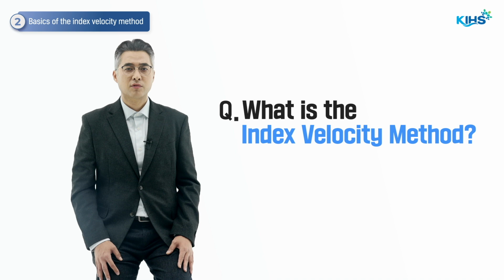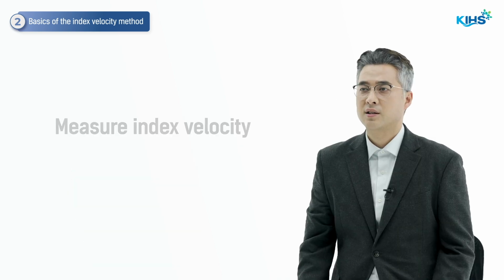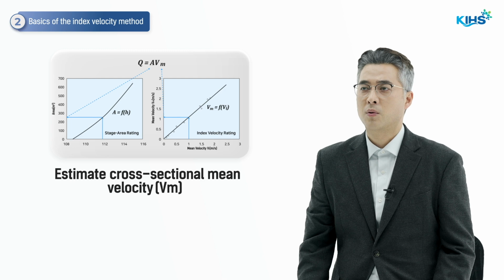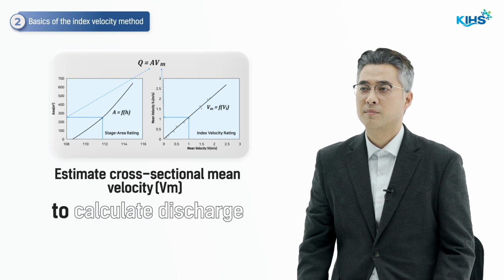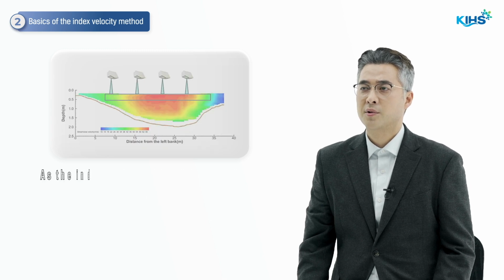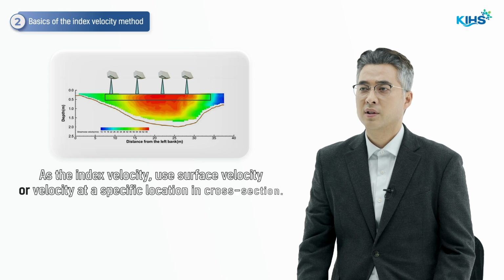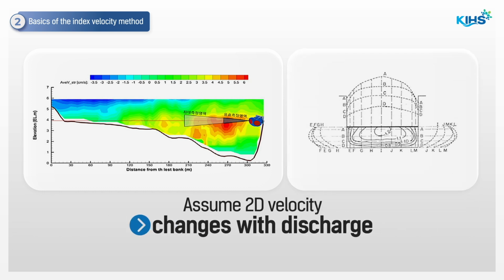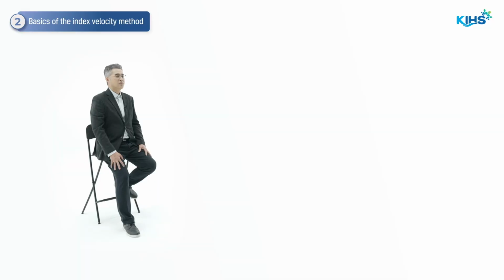Instead of directly measuring the cross-sectional mean velocity, the velocity method estimates the mean velocity using index velocity measured at a specific location of the river cross-section. Index velocity is typically measured near the water surface or at a specific point below the surface. It assumes that the two-dimensional velocity distribution across the cross-section varies proportionally with discharge. Therefore, index velocity is typically taken as the maximum velocity or a value very close to it.